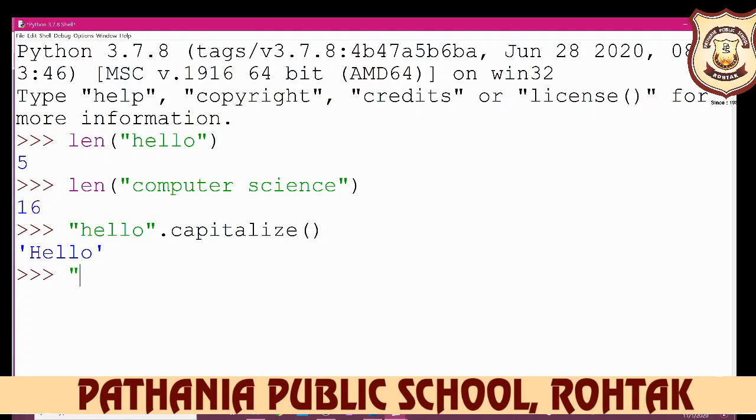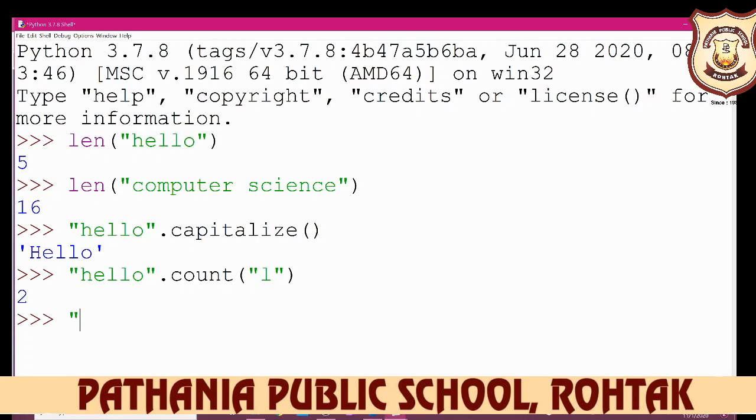Next is the count function. The count function always counts the repetition of a word. For example, in HELLO, L is repeated two times. First you write the string, then dot, then the function name, and between inverted commas you write the word you want to count. So I want to count L, so write hello.